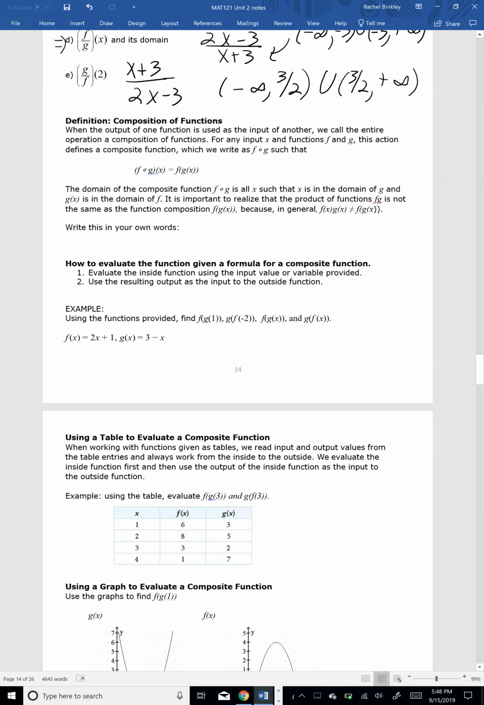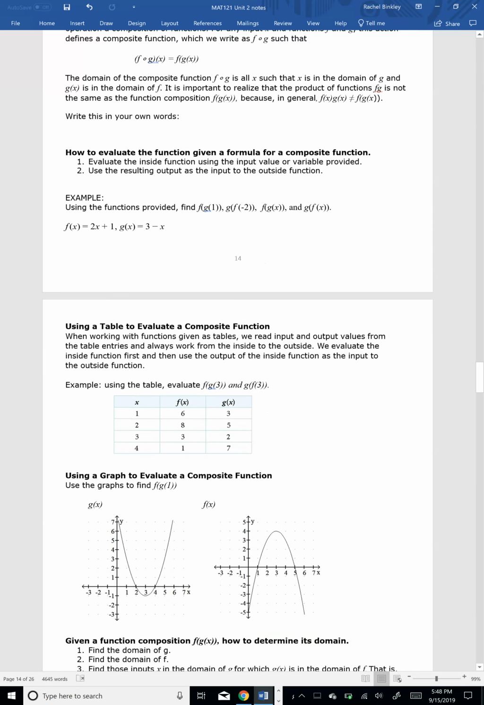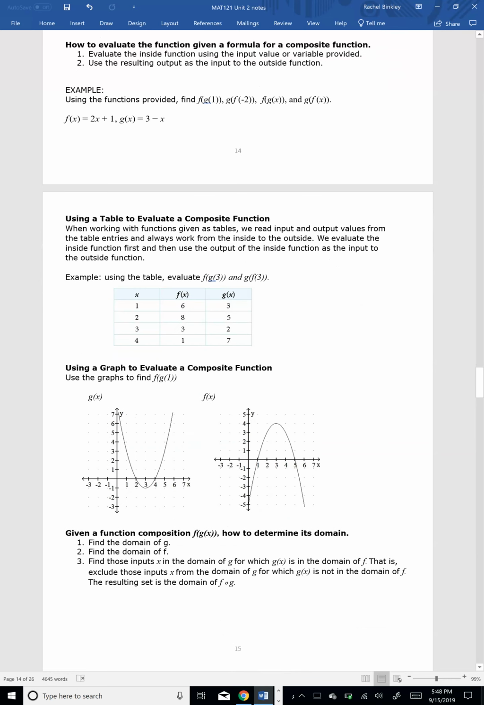Okay, so make sure you get those. So your composition of functions. A composition of functions literally means you're taking the output of one function and it becomes the input of another function. Okay, so write that in your own words. You evaluate, and it has these 2 steps for you. You evaluate the inside function using the input variable from the variable provided.